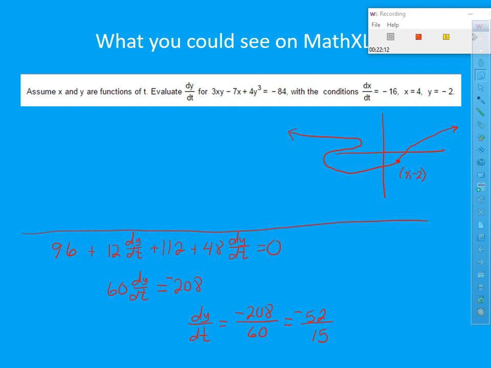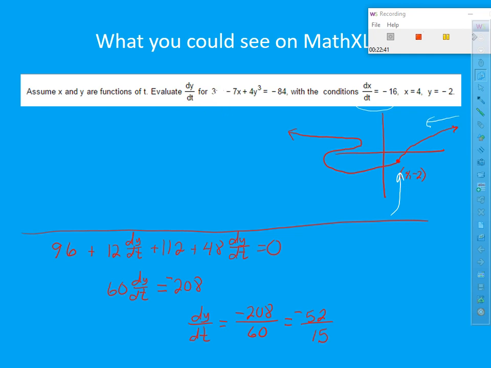And it's asking this question. As I approach the point (4, 2), my x value is decreasing by 16. So I must be coming in this way. It's asking, what's your y value doing? So now, the math portion of this.